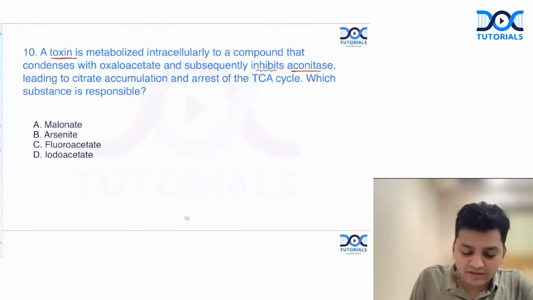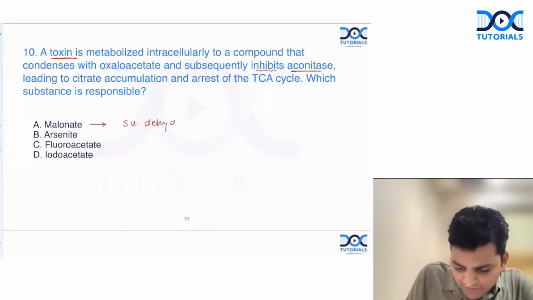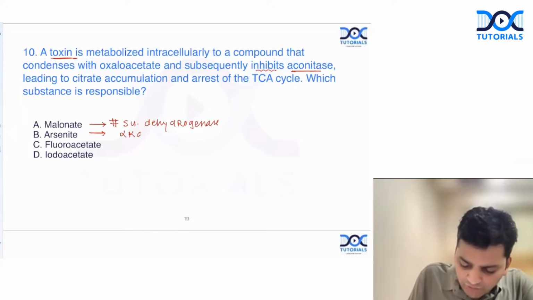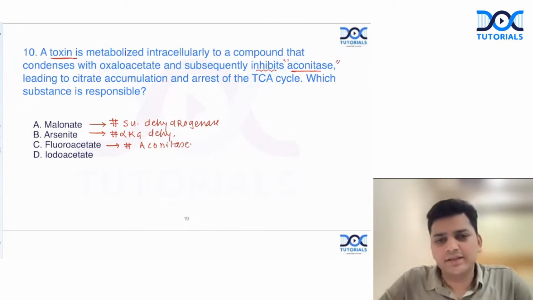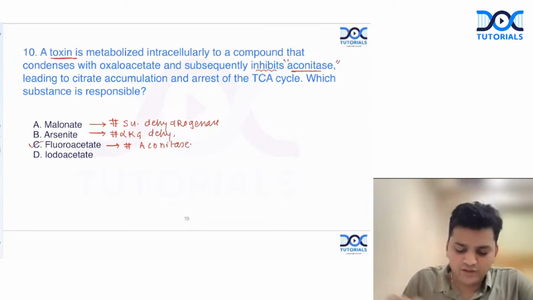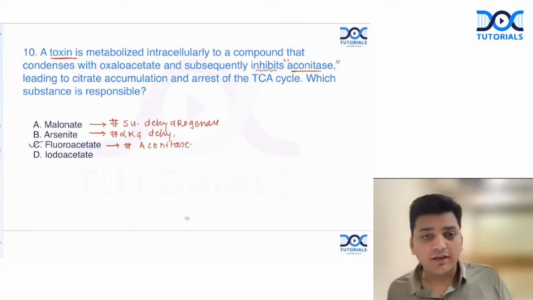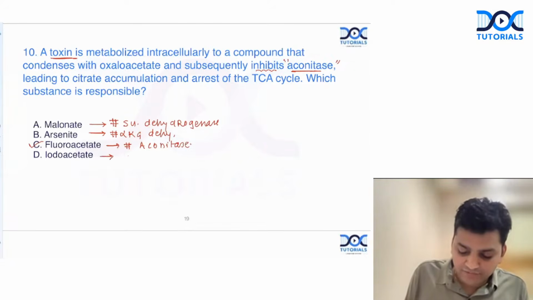The one we have discussed is malonate. Malonate inhibits which enzyme of the Krebs cycle? Succinate dehydrogenase. Malonate is going to inhibit succinate dehydrogenase. Arsenite is going to inhibit alpha ketoglutarate dehydrogenase. And fluoroacetate is going to inhibit the aconitase enzyme. So they're asking a simple question. Aconitase is inhibited by what? It is inhibited by fluoroacetate. Iodoacetate is going to inhibit the enzyme in glycolysis. That is going to be glyceraldehyde 3-phosphate dehydrogenase.